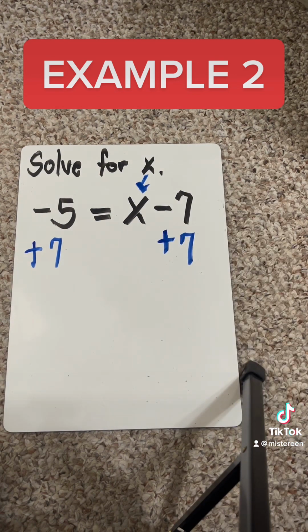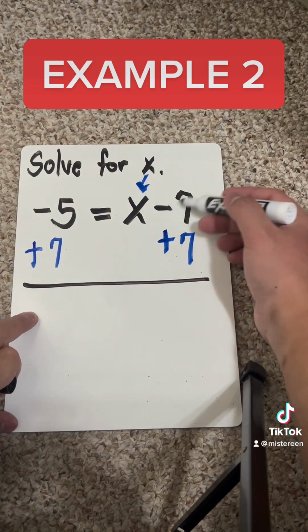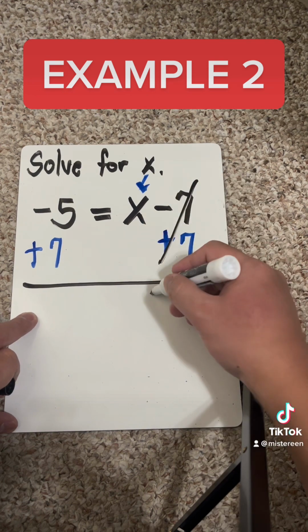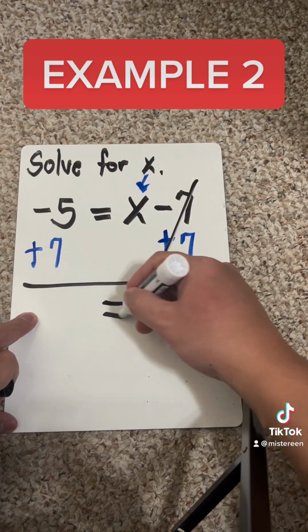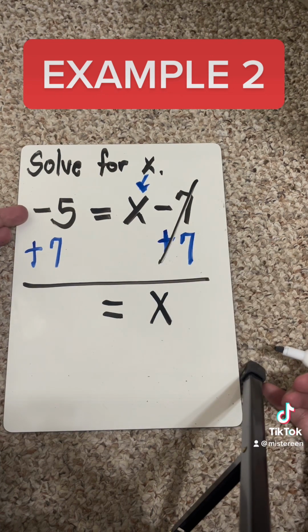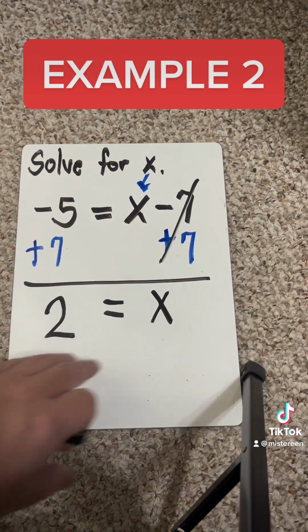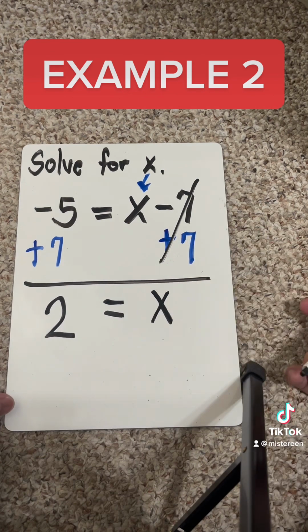And then I'm going to simplify. Put this line here. A minus 7 and a plus 7 is 0, so that cancels out. That means in the right side, I only have my x. Bring it down. Bring down the equal sign. And then simplify negative 5 plus 7. Negative 5 plus 7 is a positive 2. So now my x is left alone in one side, which means I have solved for x. So x is equal to a positive 2.